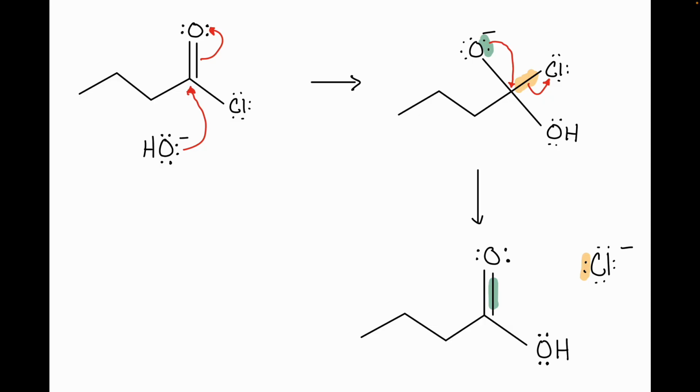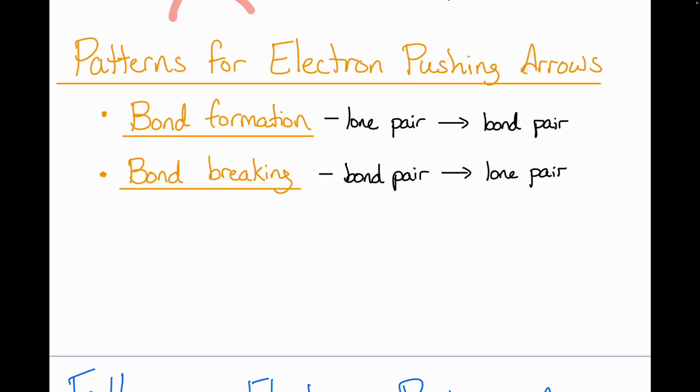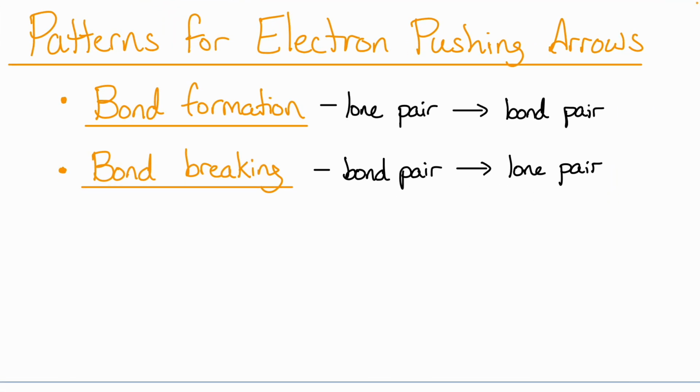Cool. All right, we left some room under our patterns for electron pushing arrows. There's one more that we could see. And this is when we have bond breaking and formation all in one shot.